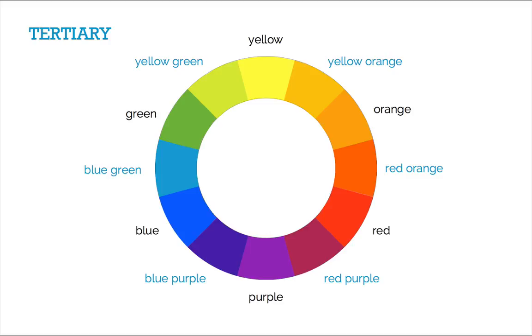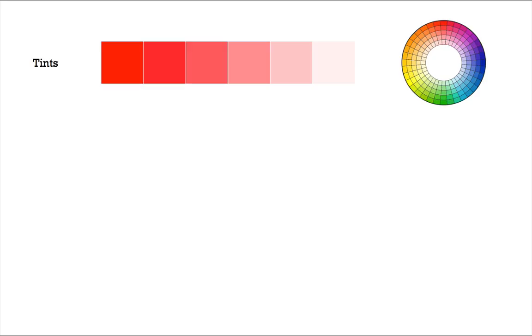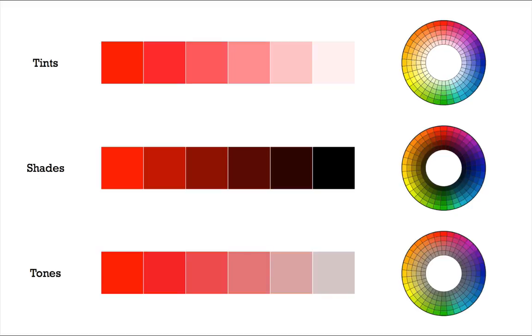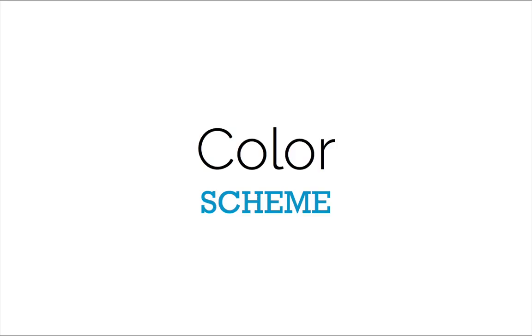On top of that, we can add tints, shades, and tones to the color wheel to extend the palette. If a color is made lighter by adding white, the result is called a tint. If black is added, the darker version is called a shade. And if grey is added, the result is a different tone.